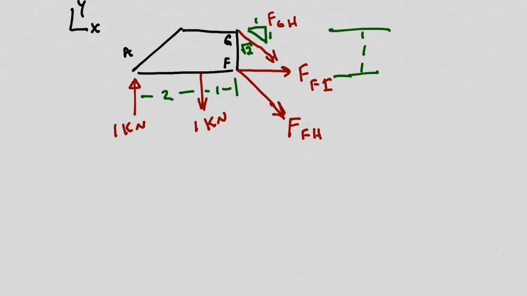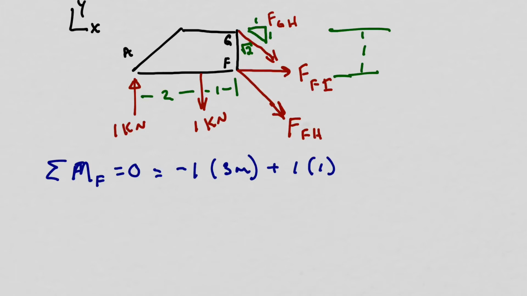Okay, now let's take our moments, and we're going to sum moments again at F, so we can get rid of as many variables or unknowns that we have. All right, so we have our 1 kilonewton force at A, which is going to cause a negative moment around F, and that's at 3 meters. We have the next one, which causes a counterclockwise rotation at 1 meter. And then we have our moment due to FGF. We know the component that's vertical or in the y direction will not cause a moment about that point, but the component in the x direction will cause a moment. So let's look at that.